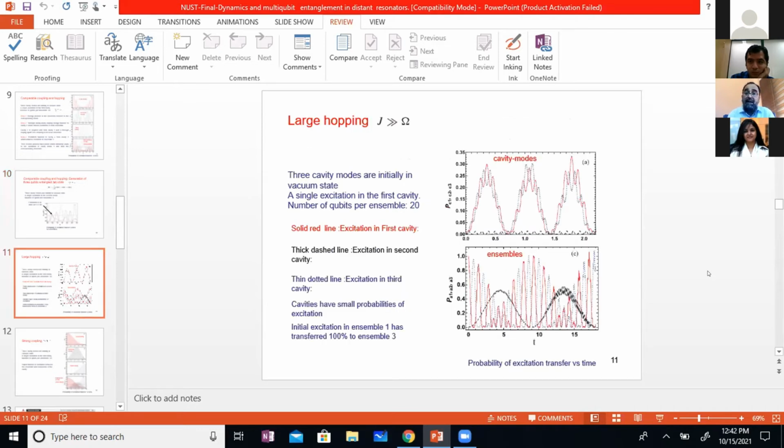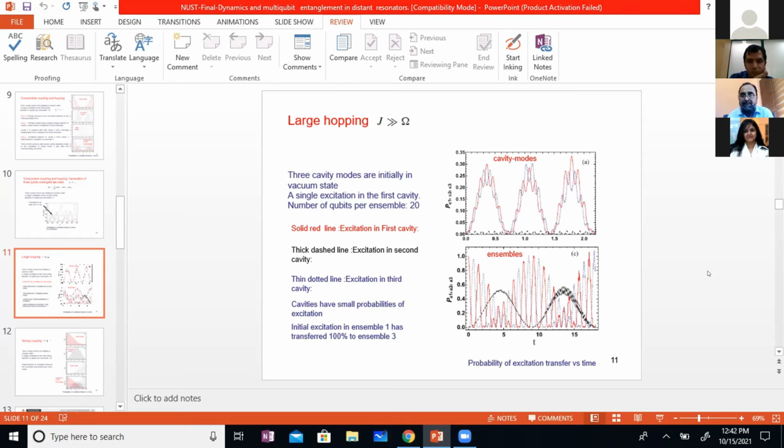Okay, next we come to the large hopping case, right? Meaning hopping is much larger than omega. Omega is the coupling between the field. The first figure shows the cavity mode, and the second shows the ensemble. Again, the 3 cavities are initially in a vacuum state, with a single excitation in the first. Let me mention here that the solid red line shows excitation in the first cavity, the thick dashed line shows excitation in the second cavity, and the thin dotted line shows excitation in the third cavity. Notice the cavities have small probabilities of excitation.